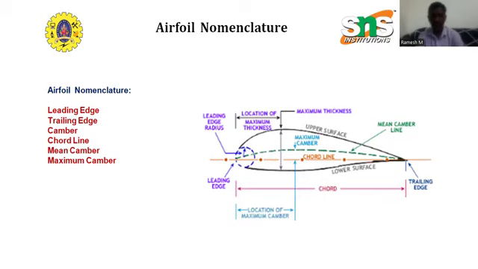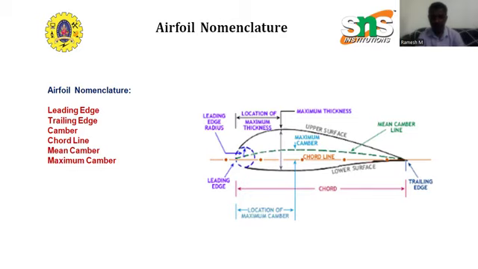Then what is a mean camber line? The mean camber line is an imaginary line drawn midway between the upper and the lower surfaces of the airfoil. In a symmetric airfoil, the mean camber line merges with the chord line. This line plays a pivotal role in quantifying the airfoil's curvature, a fundamental parameter of lift generation.